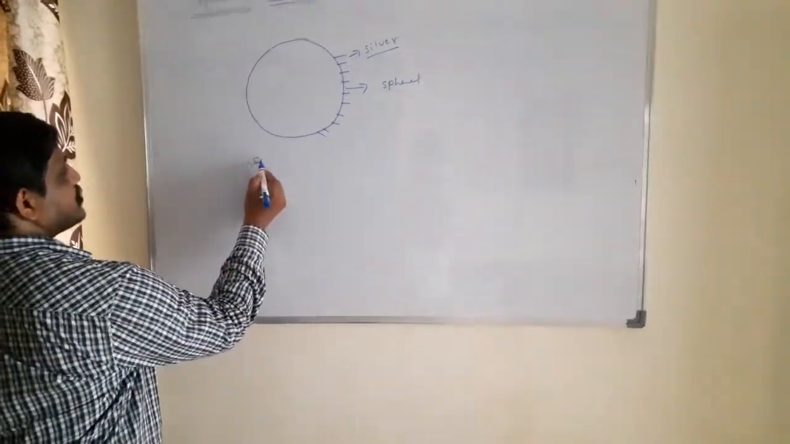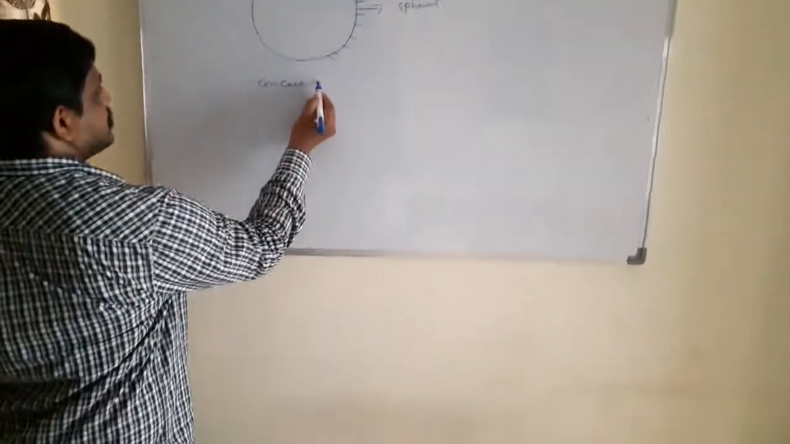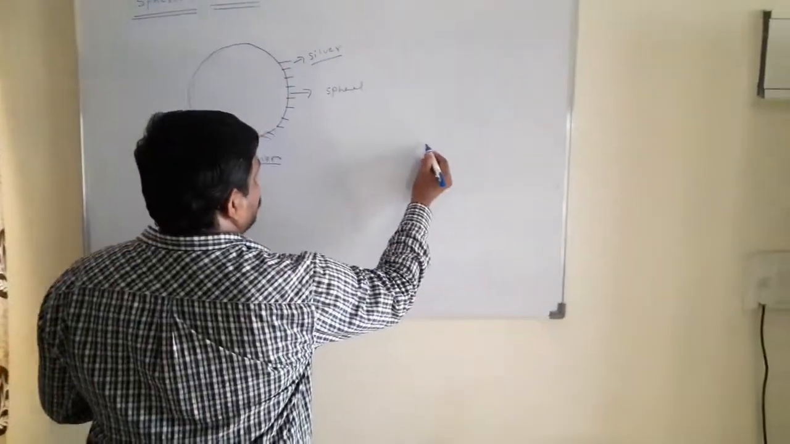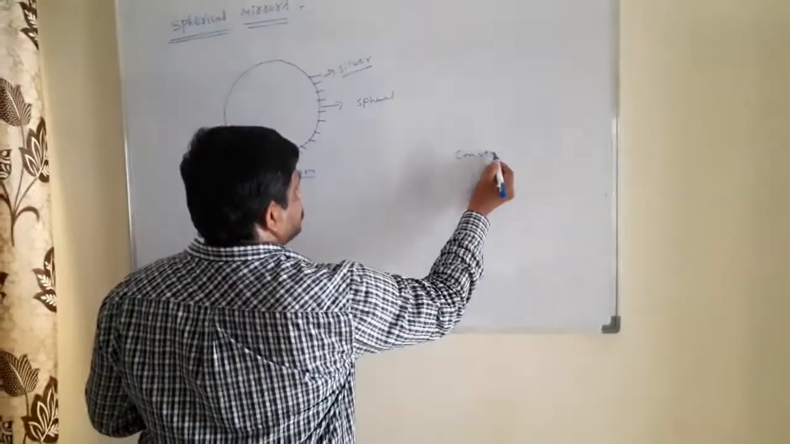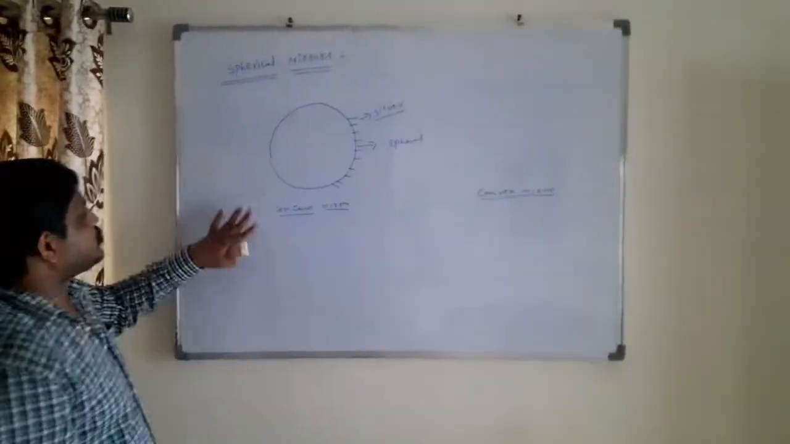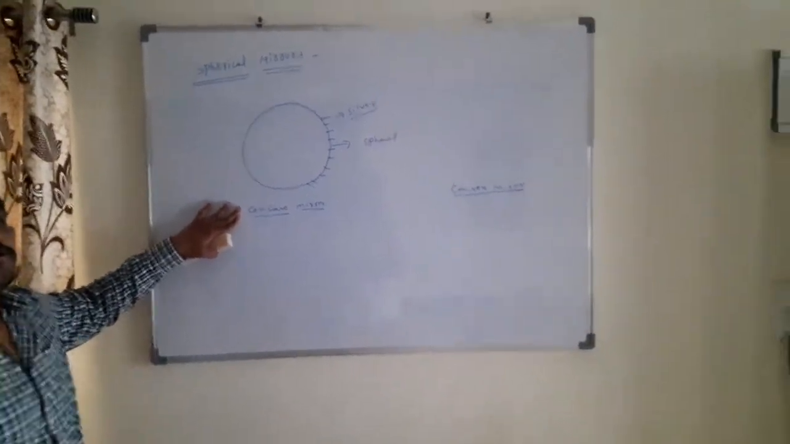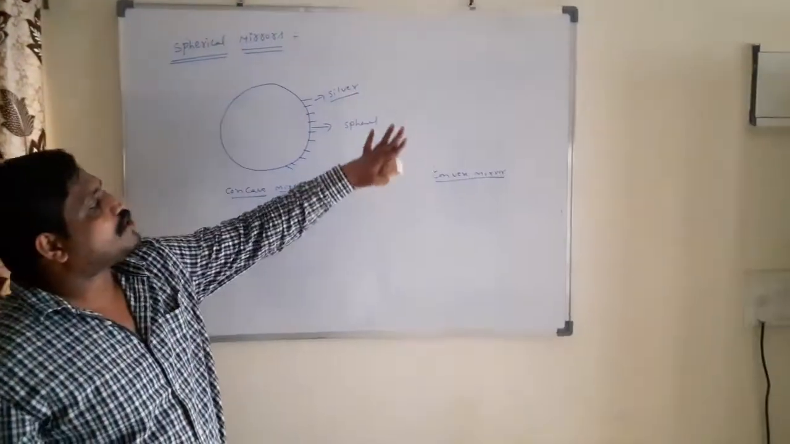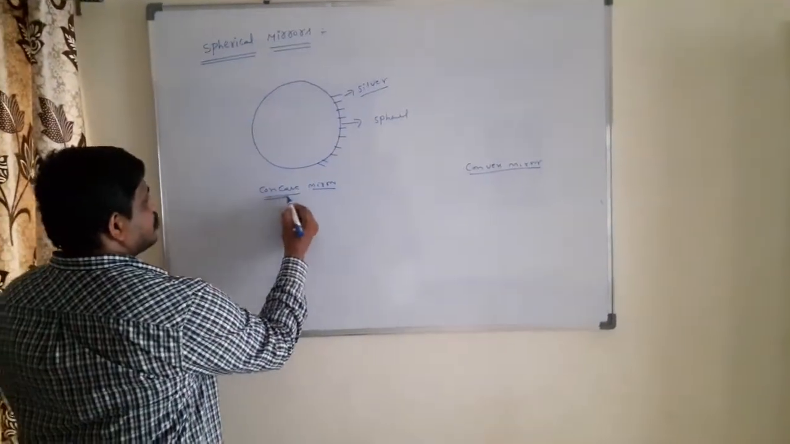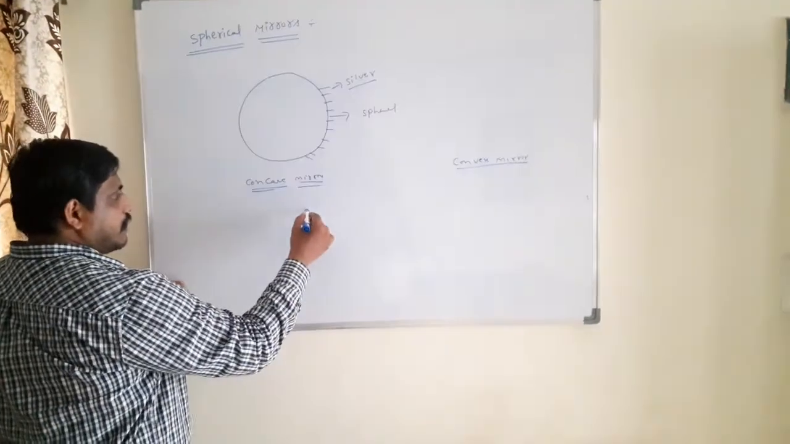The first mirror is the concave mirror. The second mirror is the convex mirror. Here the first mirror is called the concave mirror, and the second mirror is called the convex mirror. In this video, I discuss the concave mirror.